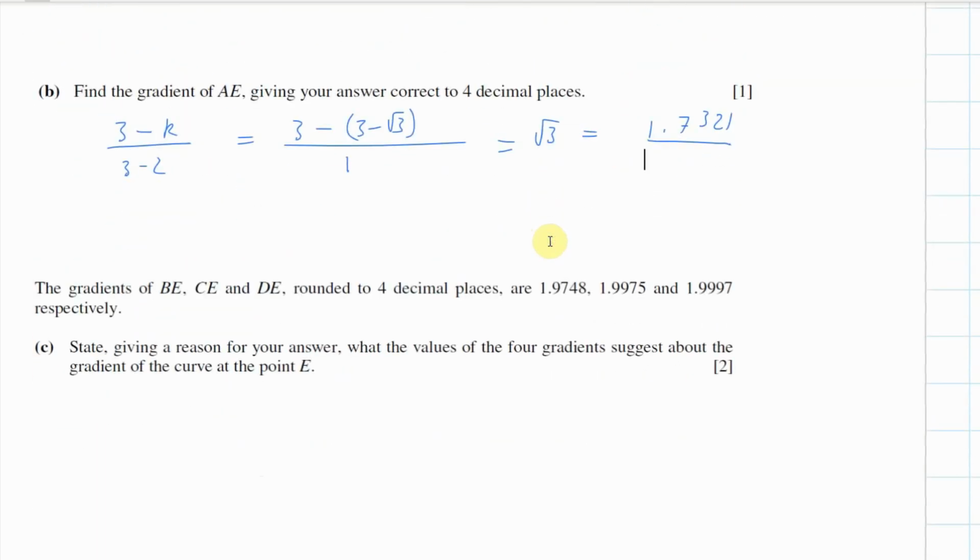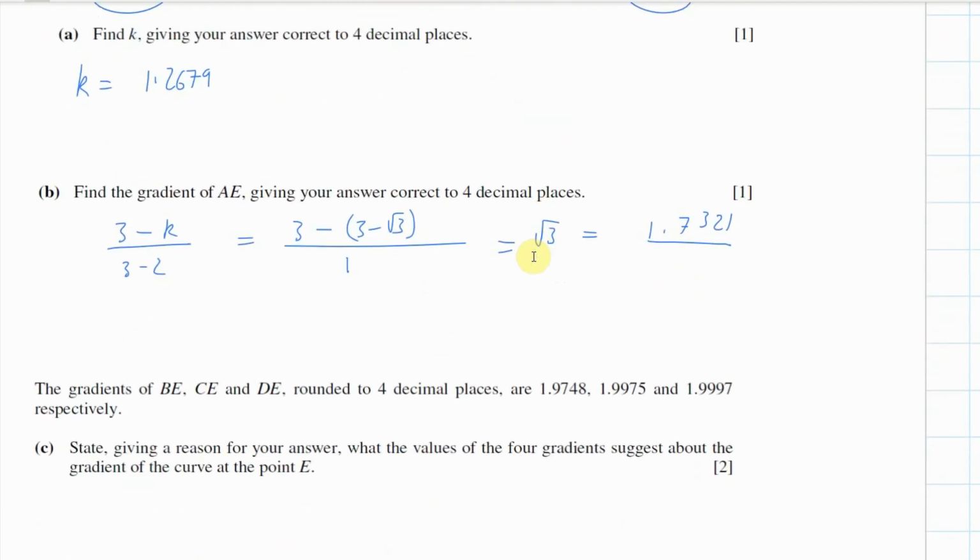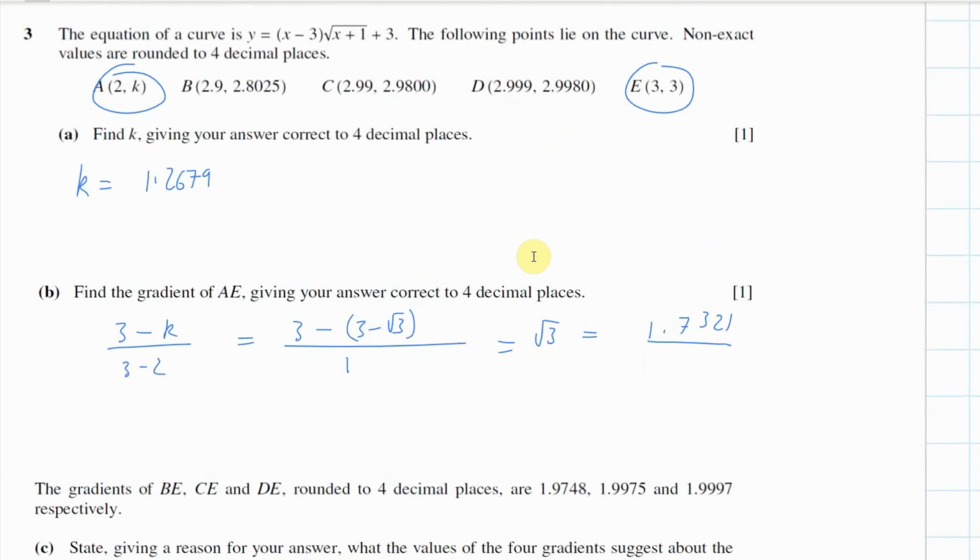Now, the gradients of BE, CE, and DE rounded to 4 decimal places are 1.9748. So, BE, CE, and then DE.